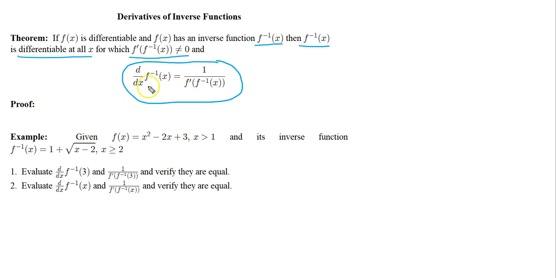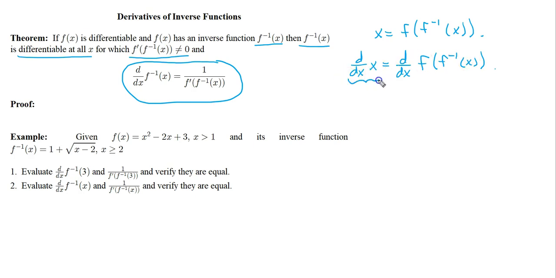Let's take a look at the proof of this first, and then we'll look at this example. So to prove this, we start out with this fact. Right? That's true for a function and its inverse function. f of f inverse of x gives you back x again. So now what we're going to do is differentiate both sides here, and we get this. Okay, so I just applied the derivative.